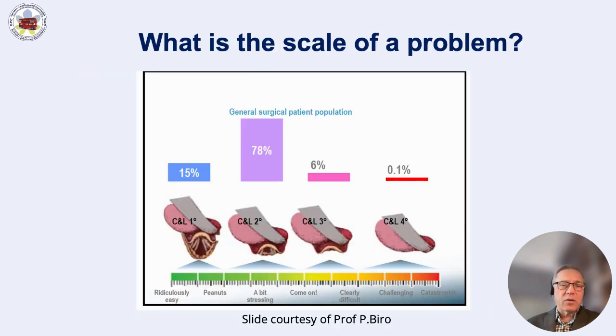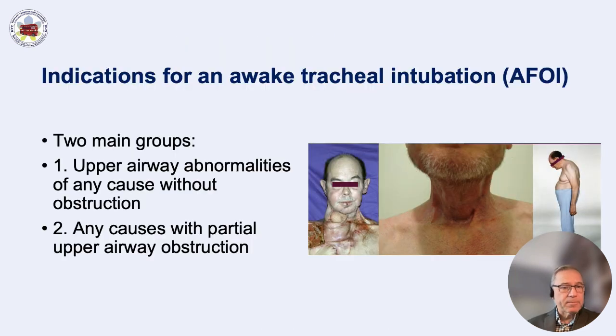So what is the scale of the problem? This comes from the fact that 15% of the surgical population will have a Cormack-Lehane view at laryngoscopy of 1, and the majority, 78%, of 2, which could be subdivided into 2A and 2B, depending on whether most of the larynx is visible or some of the larynx is visible. So it's literally Cormack-Lehane 3 and 4, which constitute about 6% of the population, that we're talking about. But they are the most difficult patients that we need to deal with, and this is the true test of your ability as an anaesthetist.